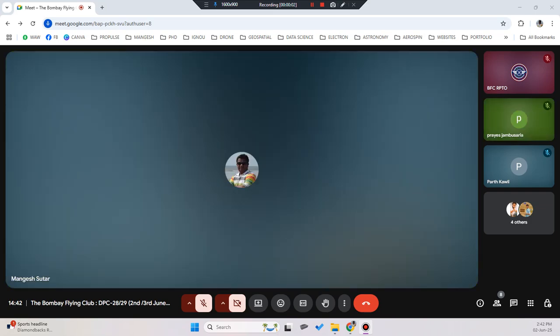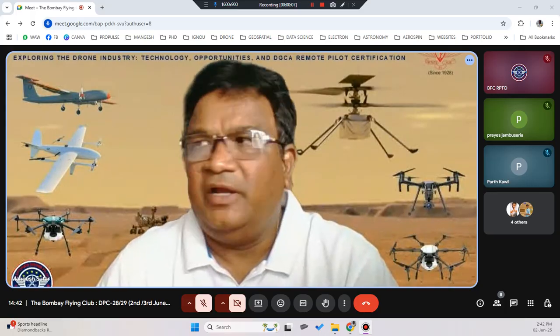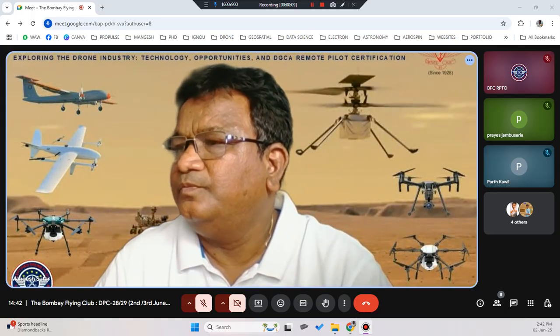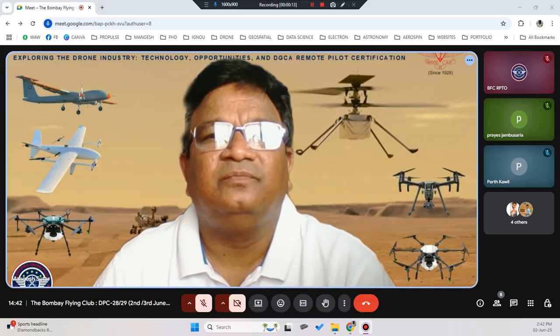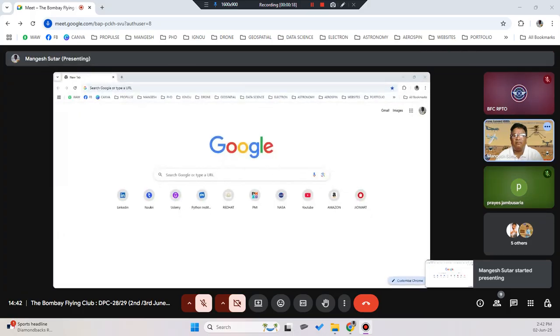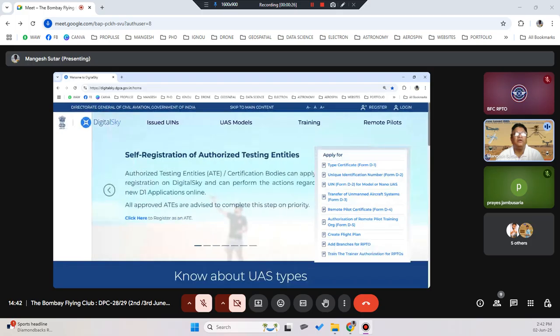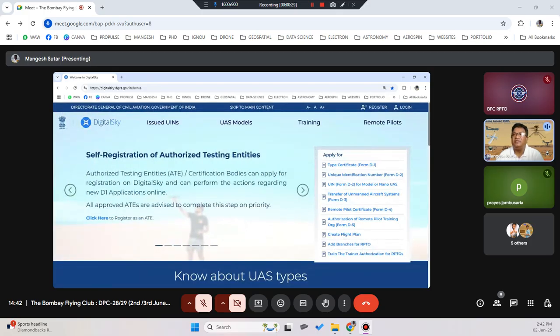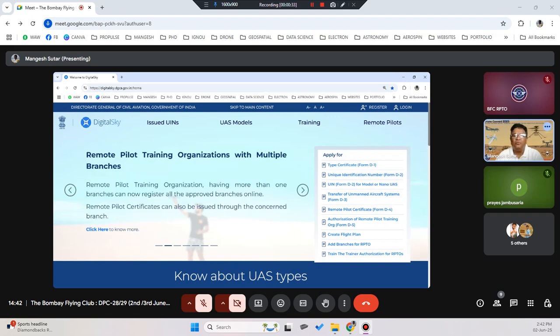Okay, so before I jump to the next section, let me show you the Digital Sky platform where we can see the zones. Okay, so this is the government website, digitalsky.dgca.gov.in. Here you can go.